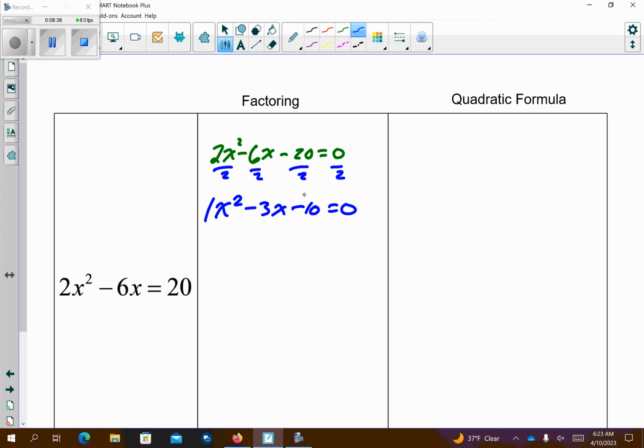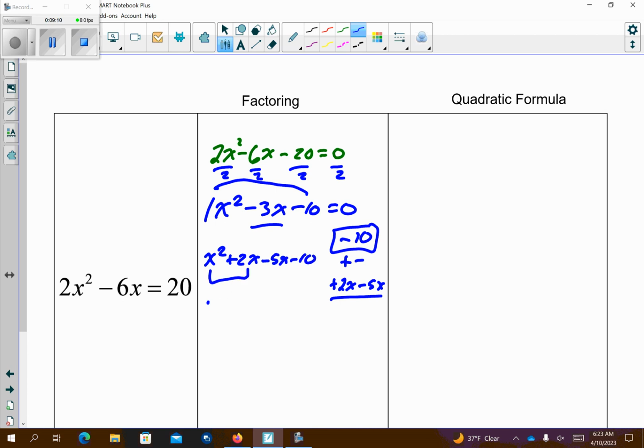So let's put a 1 out front, so that gives me a negative 10 when I multiply negative 10 times 1. In order to get a negative number when multiplying, I need a positive and a negative. So what factors of 10, 1 and 10 or 2 and 5, would add up to 3, or negative 3? So I have a positive 2x and a negative 5x. If I combine those together, I would get the negative 3x. So let's plug those in for the negative 3x. So I get x squared plus 2x minus 5x minus 10. I'm going to factor an x out, so I get x and x plus 2. The negative sign comes out, and the negative 5 comes out.